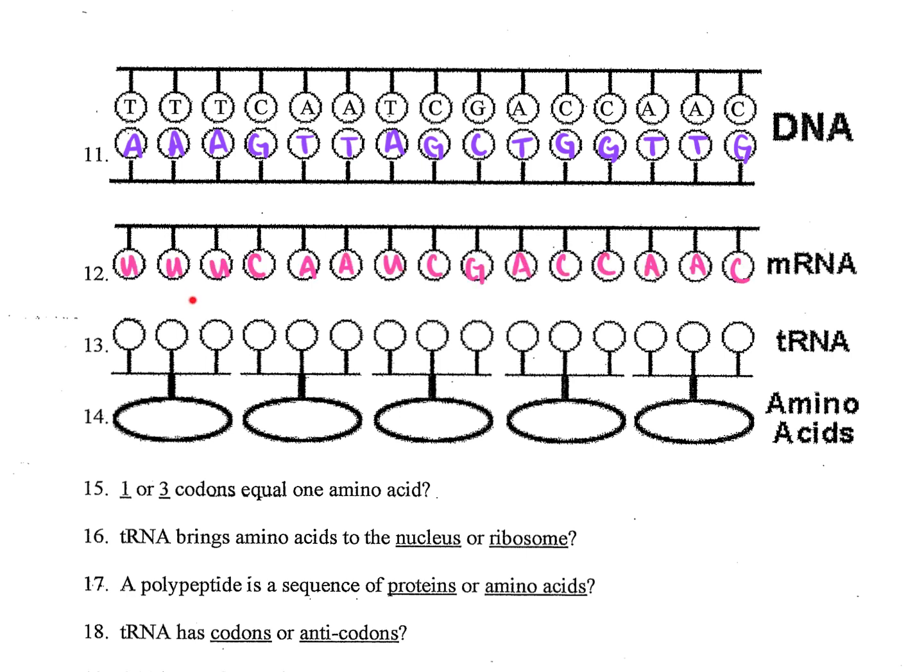Okay, let's check your letters just for mRNA. So again, I'm going to read the strand. You check the letters on your paper. You should have U, U, U, C, A, A, U, C, G, A, C, C, A, A, C. Okay, give me a thumbs up. Again, like you got them all correct. Thumbs in the middle is like, nah, I might have missed a few, but I understand. And thumbs down is no, not at all.